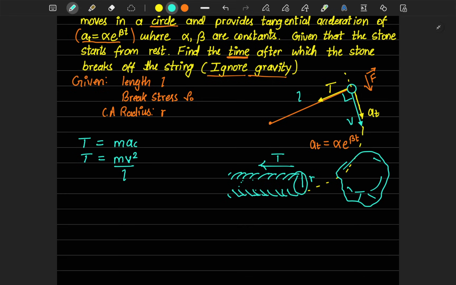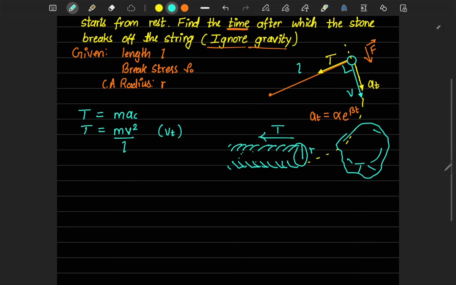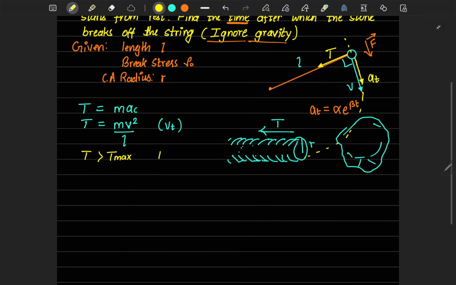Now if we observe, when we talk about this velocity, it is tangential velocity, not radial velocity. But the tangential velocity is not constant, it is increasing along with acceleration. So as a result of that, the tension in the string will increase, and after a point when the tension becomes greater than T max, which is the maximum tension that the string can hold, the string breaks.